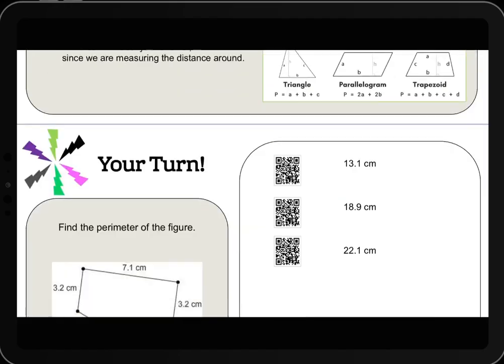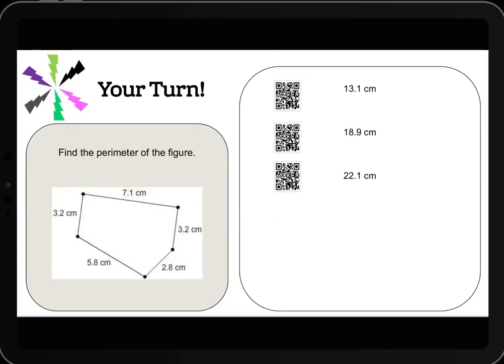In this case, however, what I want you to do is pause the video and see if you can correctly identify the correct perimeter of the figure. So this is just another pentagon, and the perimeter is again the sum of all the sides of the figure. If you take 7.1 and add 3.2, 2.8, 5.8, and 3.2, we have our 5 sides, and we add all of that up together, we get 22.1. So the answer that you should have selected was the bottom option.